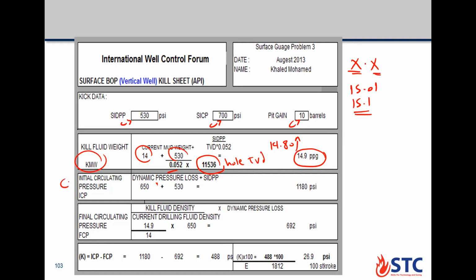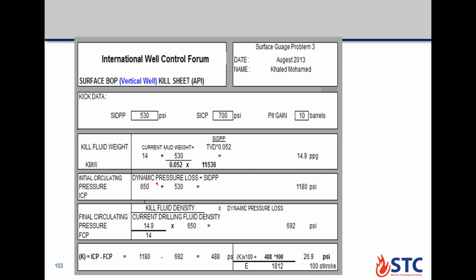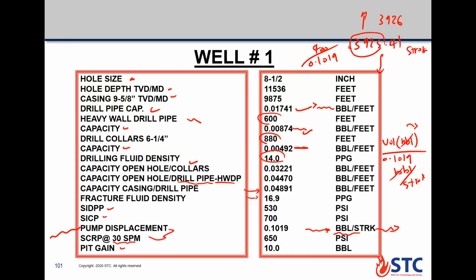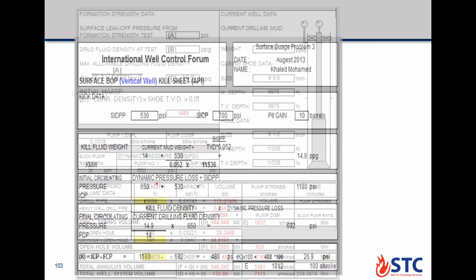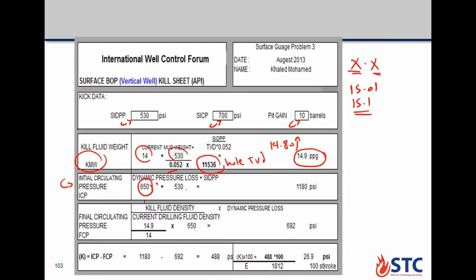Then for the initial circulating pressure, ICP equals dynamic pressure or SCR pressure. For example, at 30 SPM we have pump pressure or dynamic pressure of 650, so we're going to use this pressure. Here it equals SCR pressure or dynamic pressure plus shut-in drill pipe pressure. Then FCP equals kill mud over drilling mud weight, times SCR pressure or pump pressure. And here we need to round up.